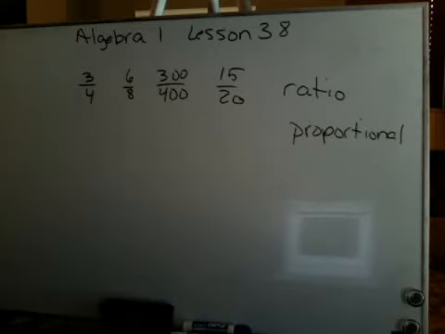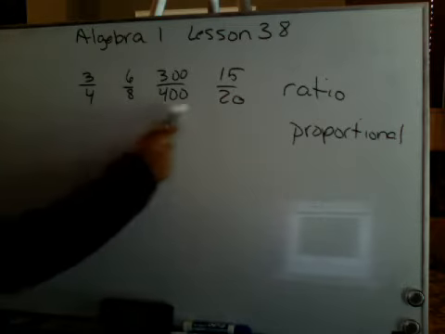Okay, we are going to work on lesson 38 in Algebra 1. We're going to start off by looking at this. This is simply a fraction. When we write the numbers 3 and 4 with a bar, we call it a fraction. Okay? We can also say that it's a ratio.